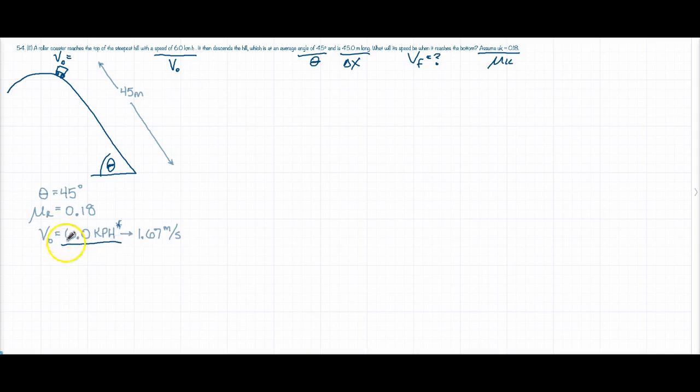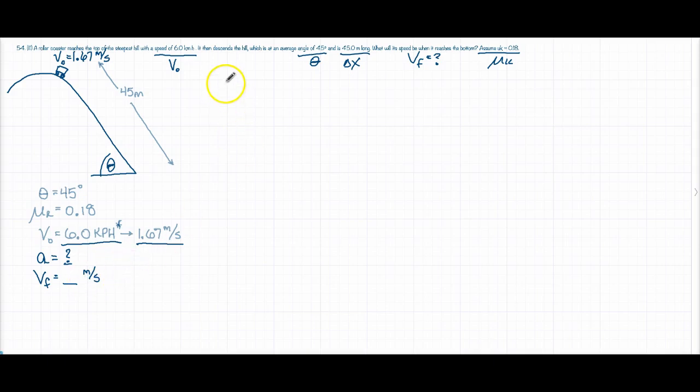That's given to us in the problem, but we realize, hopefully, that those kilometers per hour units are non-standard. We need to convert to meters per second, 1.67. So we know that the speed at the top of the hill is 1.67 meters per second. Since we have some information about the angle of incline and the coefficient of friction, we know that we can solve for the acceleration. Once we know the acceleration, which is kind of an intermediate step, we'll then be able to figure out the final velocity, which is kind of step 2.